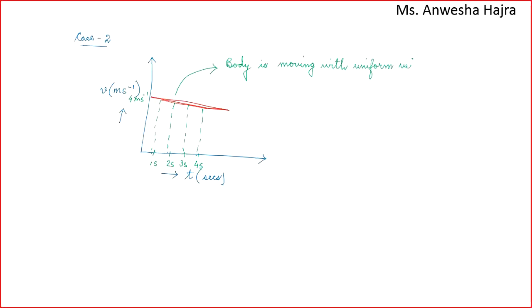The body is moving with uniform velocity, constant velocity. And if the body is moving with uniform velocity, acceleration is change in velocity by time. There is no change in velocity. So this is 0 by t. So my acceleration is 0.